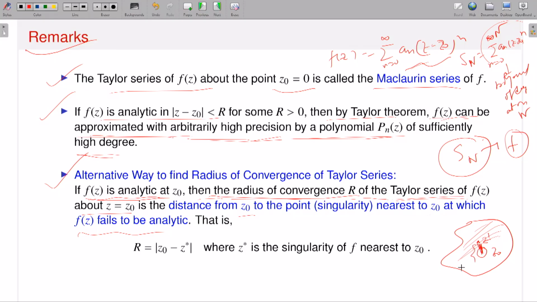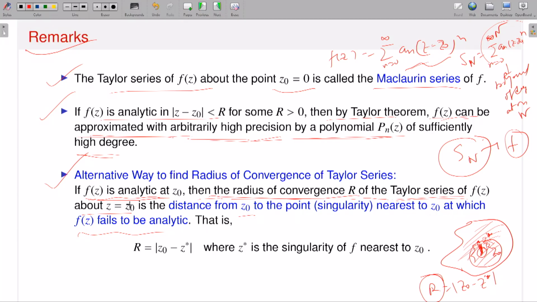So this distance, say r, is the distance from z0 to z prime or z star, which is the nearest singularity from the point z0. This r should be the radius of convergence of your power series. That means if I take a ball with center z0 and radius r, this is the corresponding domain of convergence of my power series, where I know the equality of f in terms of the power series around the point z0. So that's what it says.